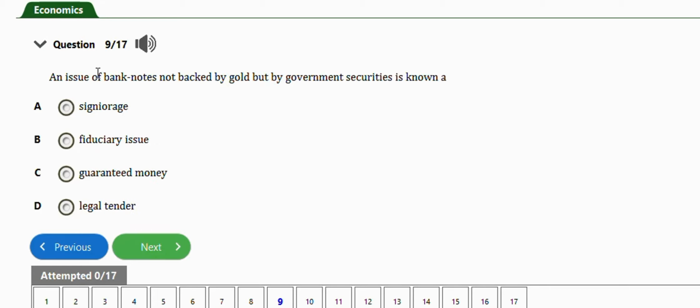Next question is this one. It says an issue of banknotes not backed by gold but by government securities is known as. We have seigniorage, fiduciary issue, guaranteed money, legal tender. The right answer is option B, which is fiduciary issue.